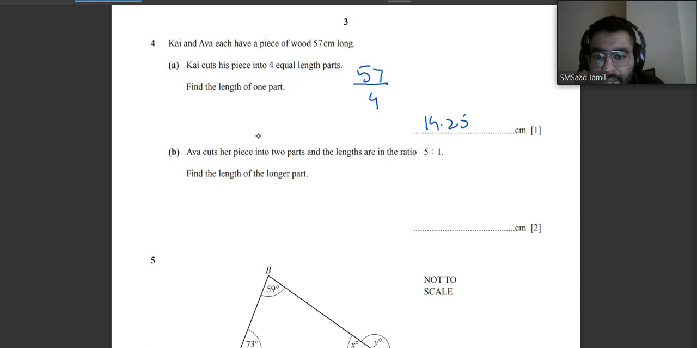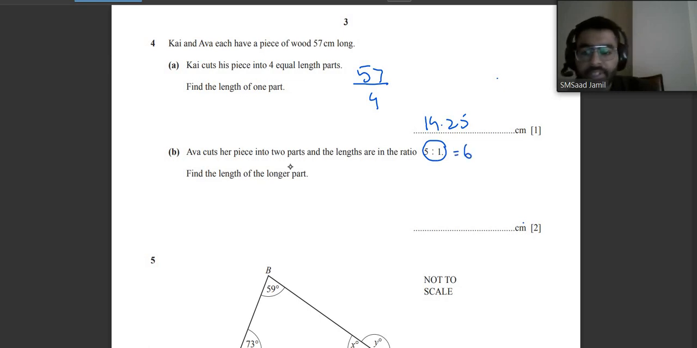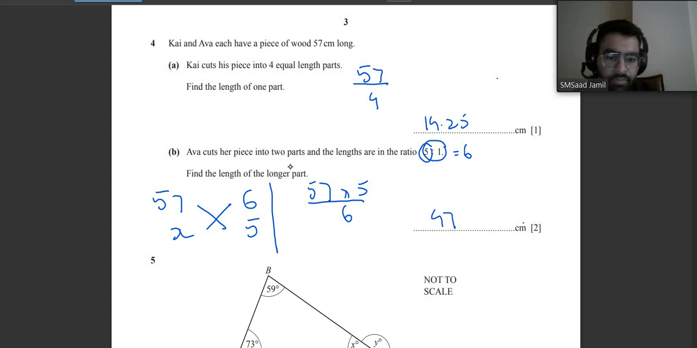Part B says Eva cuts her piece into 2 parts and the lengths are in the ratio 5:1. Find the length of the longer part. So for a question like this, Eva cuts her piece into 2 parts, 5:1. So the total is 6. Basically 57 centimeters represents 6. And the longer side of course is going to be this side, 5. So we write 5 over here and x over here and we will cross multiply. So 57 multiplied by 5 divided by 6 will give us an answer of 47.5. So that's how you solve question 4 part B.